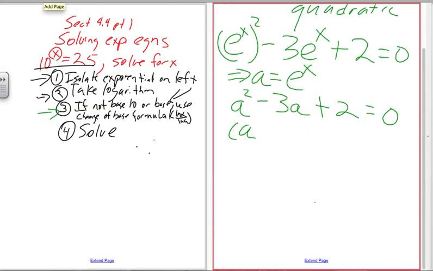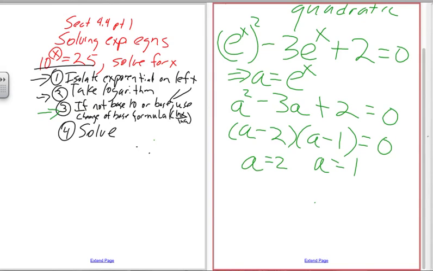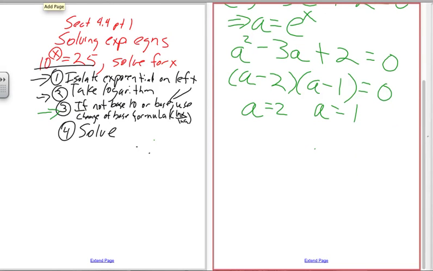All right, and so what we do now is we're going to factor this. So it's going to be a minus 2, a minus 1 equals 0. And when I solve this, I end up with a equals 2, a equals 1. All right, well, you don't see this, but remember we substituted it in. So now I'm going to put my e to the x back in, so I'm left with e to the x equals 2, and e to the x equals 1.